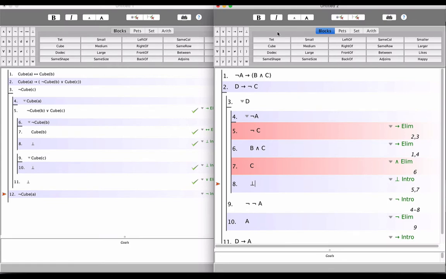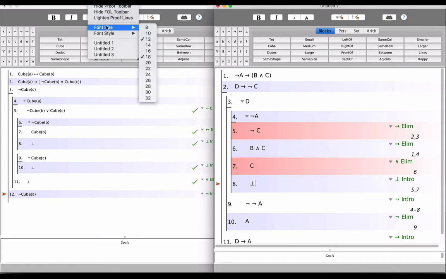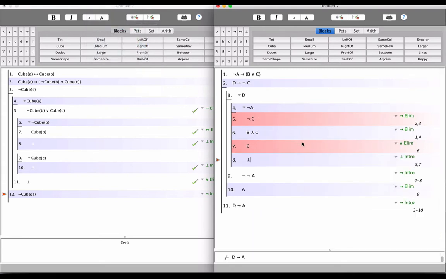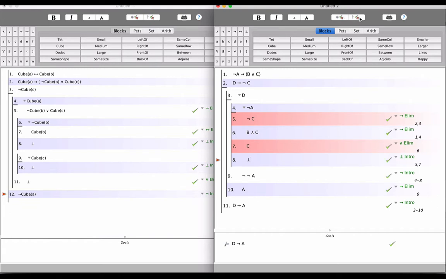Now let me go ahead and make the font size a little smaller so that we can get everything on in a single shot. And in this case, I did go ahead and fill in the goal. Notice that we've cited and justified each one of the lines that we've used in order to make the inference, as well as the justificatory rule applied. So instead of checking each step, I'm going to verify the proof, and we get check marks.